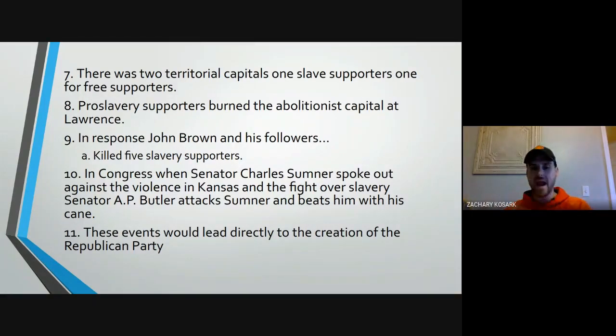So now there is actual violence going on in Kansas, actual fighting over the issue. And that's essentially why we call it Bleeding Kansas, and also why it's kind of a mini civil war. It's a preview to what is going to erupt on a national level.